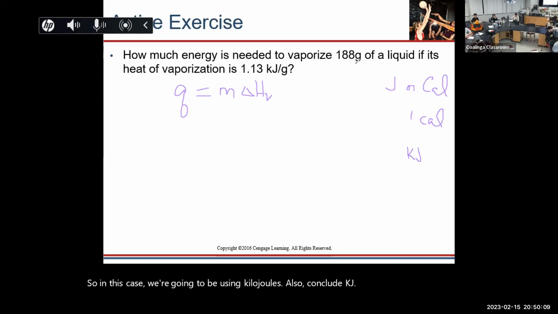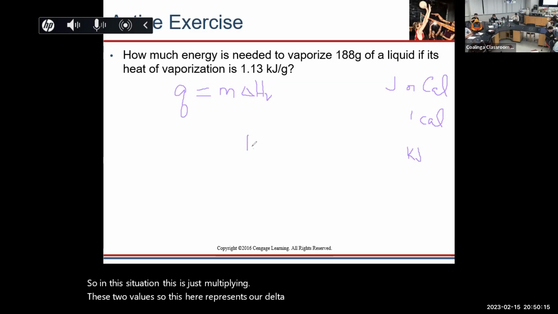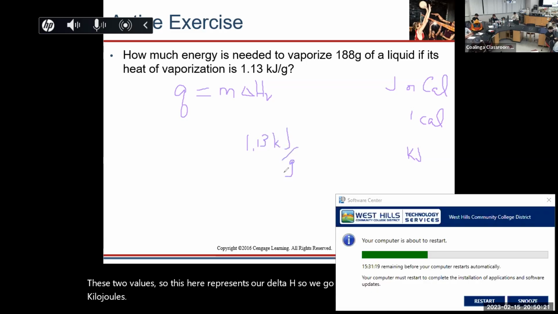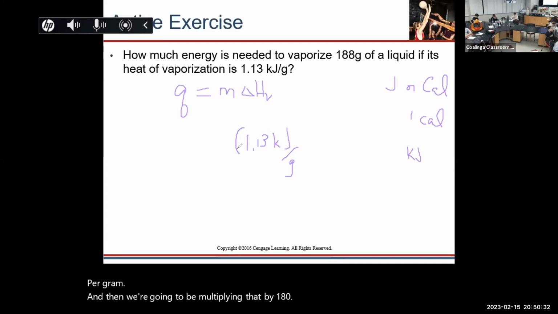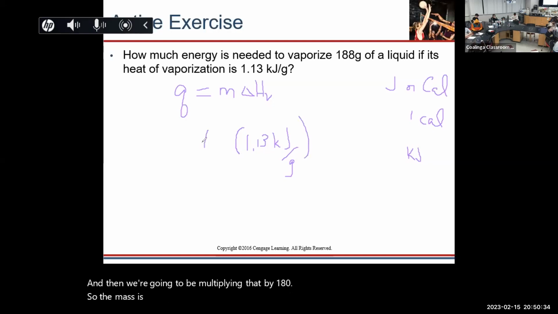So in this situation, this is just multiplying these two values. So this here represents our delta H. So we go 1.13 kilojoules per gram, and then we're going to be multiplying that by the mass, which is 188. Sorry, 188 by the way.